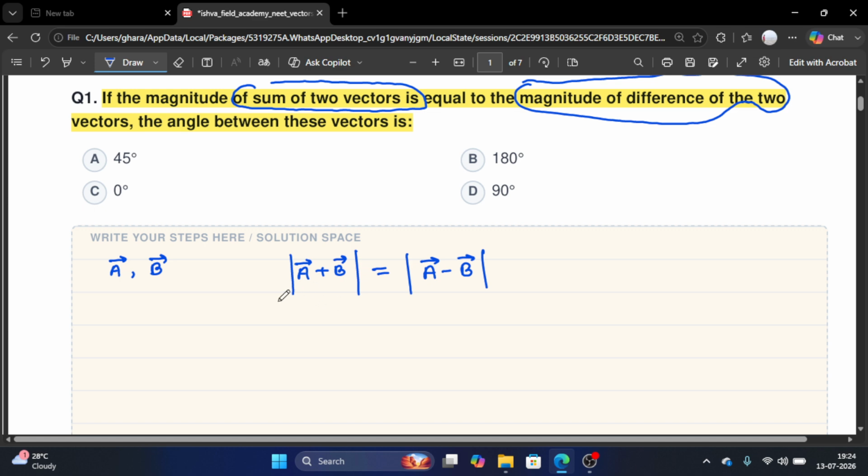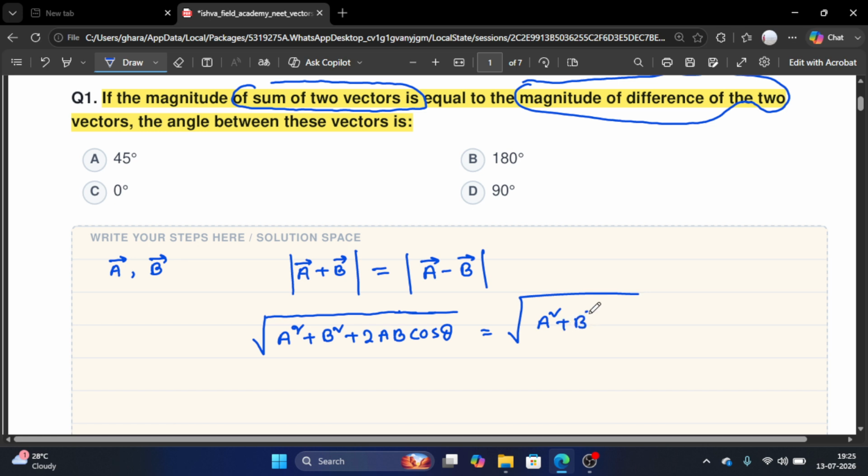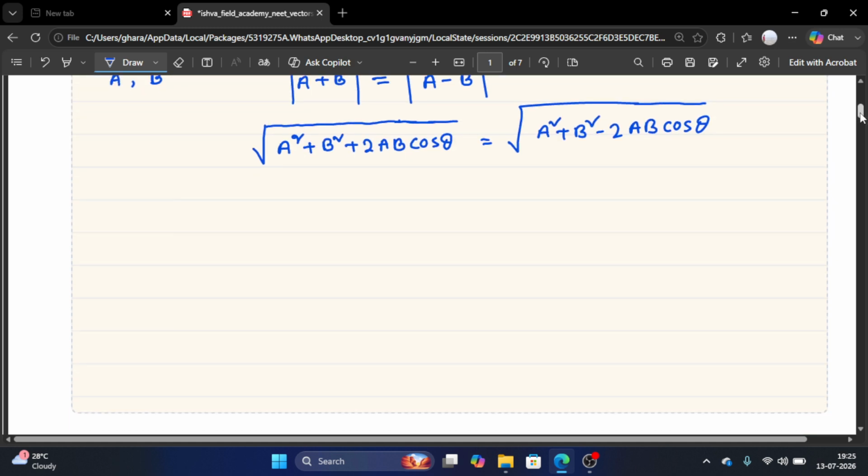We all know the resultant vector, we write it like that: root over A square plus B square plus 2AB cos theta, equal to root over A square plus B square minus 2AB cos theta. We can write it that way.